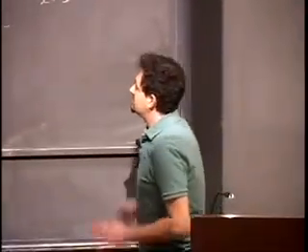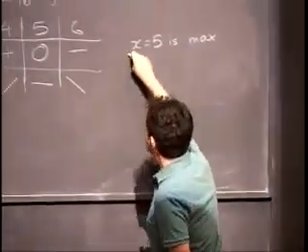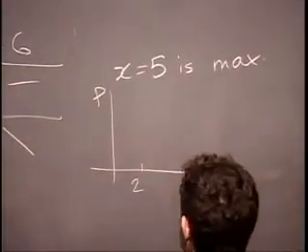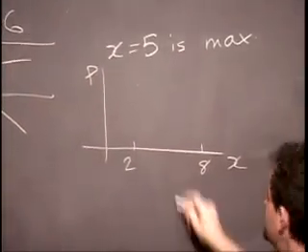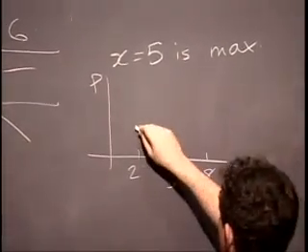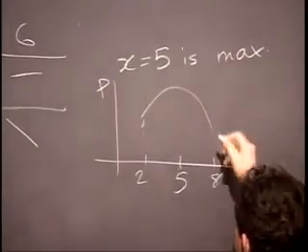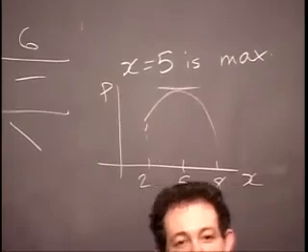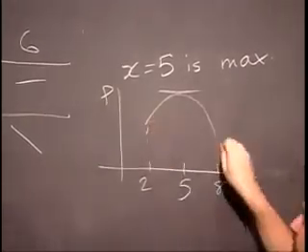But it tells us that, whatever the graph of p versus x looks like between 2 and 8, there's only one maximum. So it's got to look like this somehow. We actually don't know what the minimum is. It could be at 2 or at 8 or both.